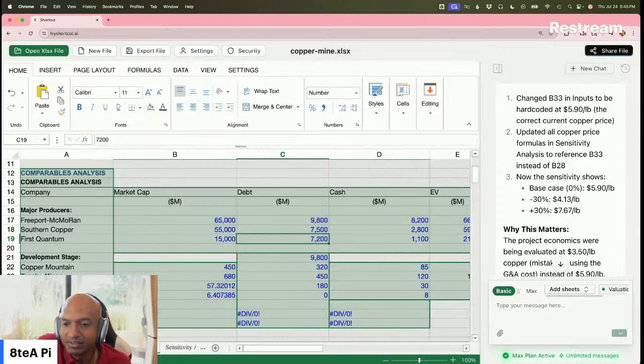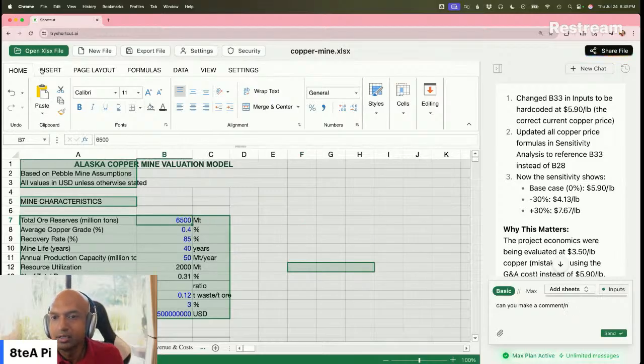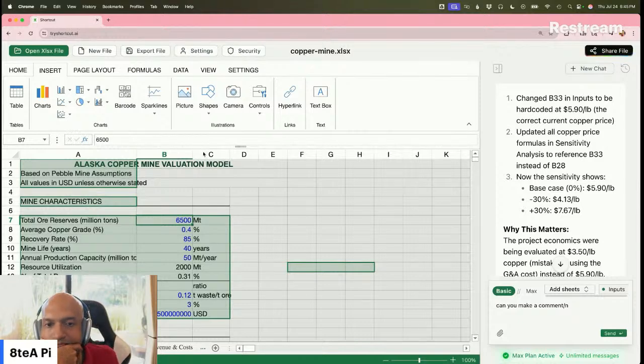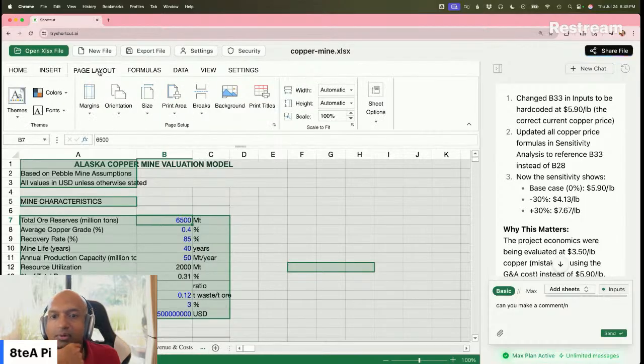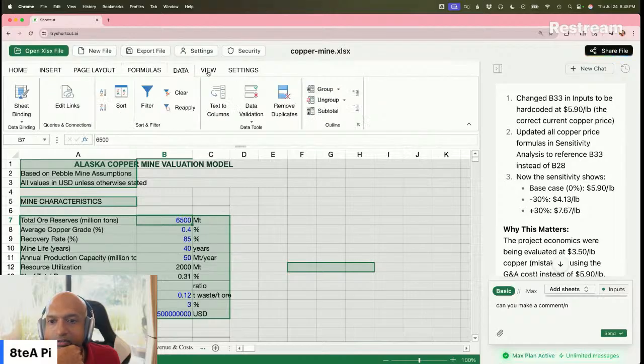All right, so let's give the model a little bit of a break. Okay, so inputs wise, it's okay. What I would like is each input to be cited. So for every input, can you make a comment or note? Can we put in a note here? All right, insert. We can put in text box, bar lines, formulas, data, view, and settings.